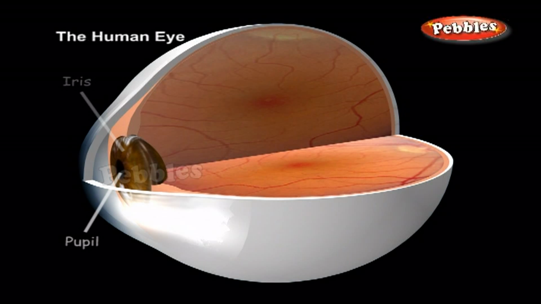Iris is a dark muscular diaphragm that controls the size of the pupil. The pupil regulates and controls the amount of light entering the eye. The eye lens forms an inverted real image of the object on the retina. The retina is a delicate membrane having an enormous number of light-sensitive cells.